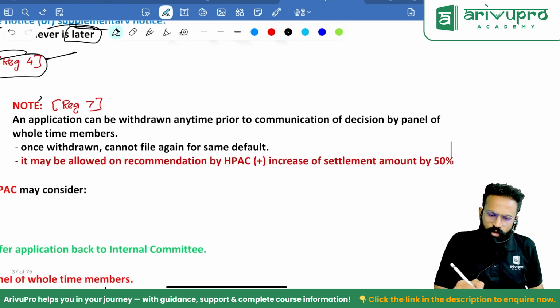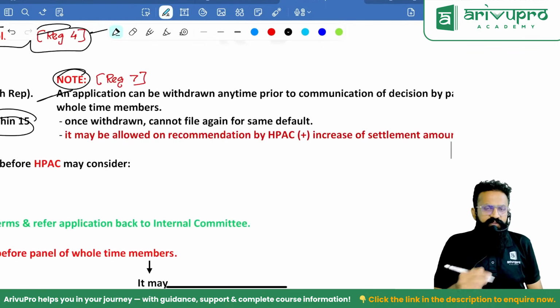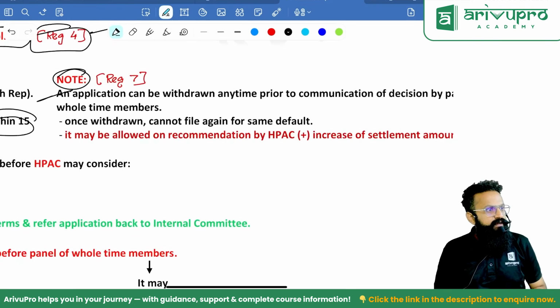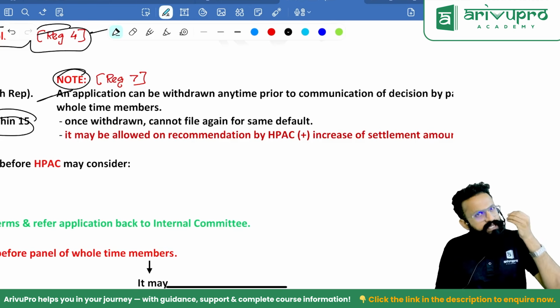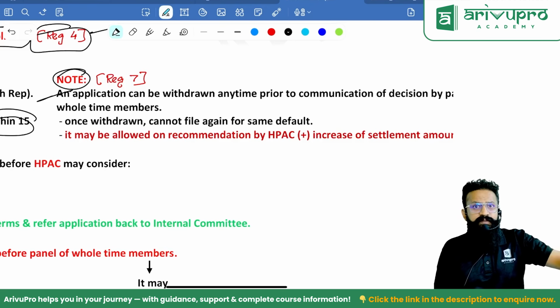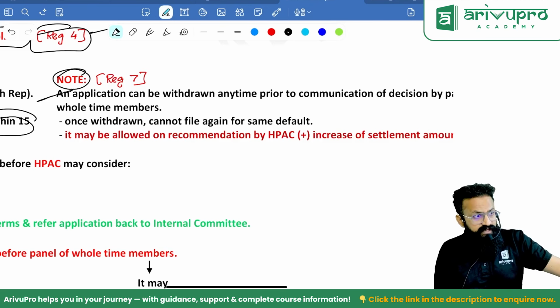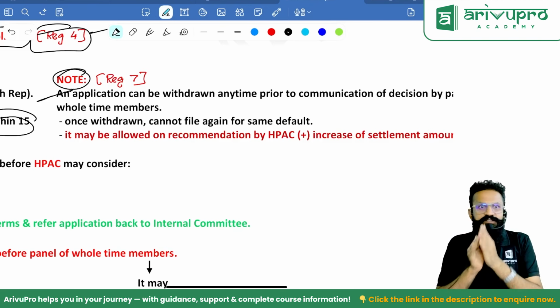There is this note, which is nothing but regulation 7. What does it say? See here. Sir, we have filed an application for settlement of proceedings. Can we take it back? The company, can it withdraw? Answer is yes. You can withdraw while it is with any particular committee, whether it is with internal committee, with HPAC, or with the whole time members, until the order is passed.